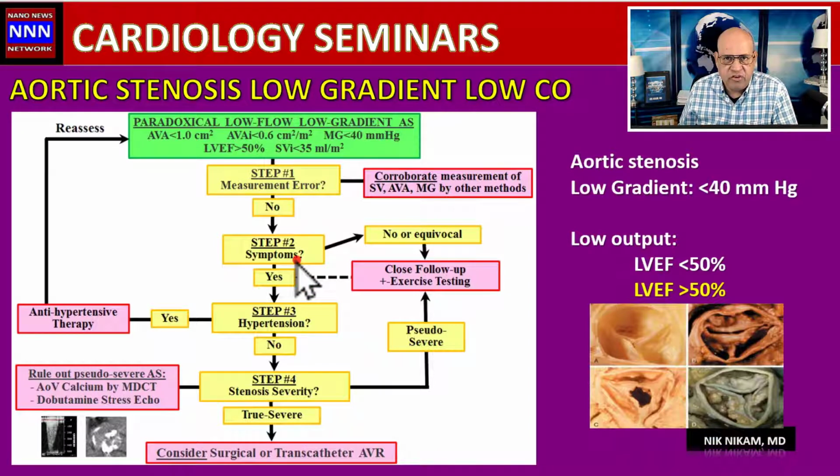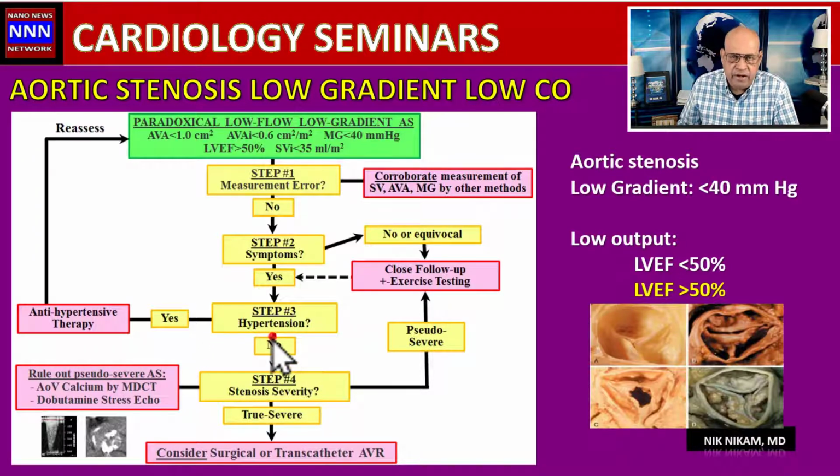If the person is not having symptoms or equivocal symptoms, we can follow these patients, we can do an exercise test, and if the exercise test is abnormal, then is this patient having hypertension? That's an important thing to keep in mind. The increase in afterload can increase the work the heart has to do, which can alter the gradient. So adequate control of blood pressure is the next step.